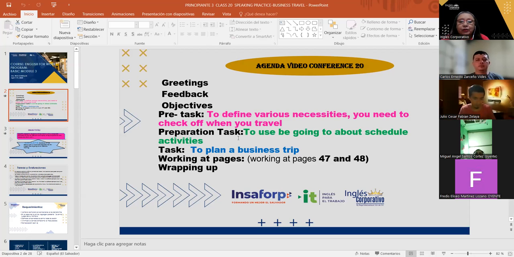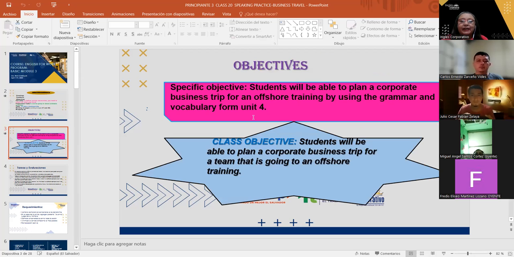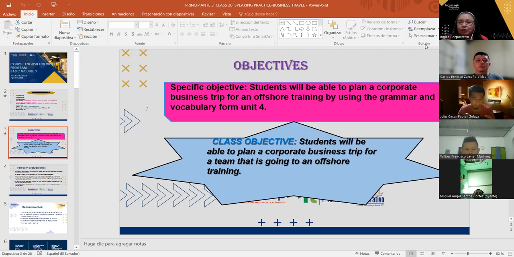Okay, and then in the preparation task, we have to use be going to about scheduled activities. Scheduled activities are the ones that have been programmed, that are in a timetable, in your agenda. And the task is to plan a business trip. You're going to be planning a business trip today. And I expect that we're going to be working on pages 47 and 48 and the wrapping up of the class. So class, it is the time for you to shine. Let's see who is going to help me reading the objectives, the specific objective and the class objective.